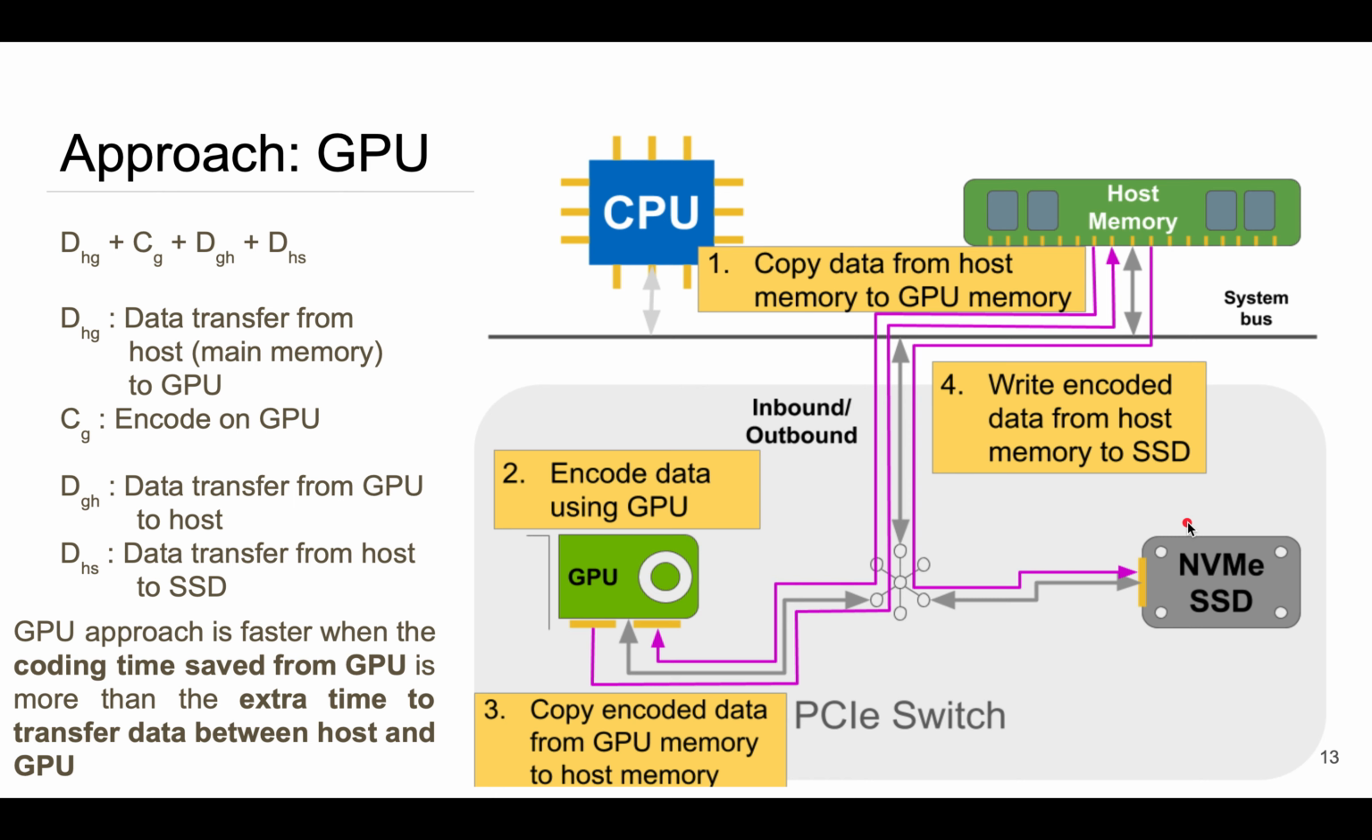As a result, the GPU approach will be faster than the CPU approach when the coding time saved from GPU is much more than the extra time to transfer data between host and GPU, which is always true in most cases, because GPUs can easily speed up the coding time by more than a factor of 10.